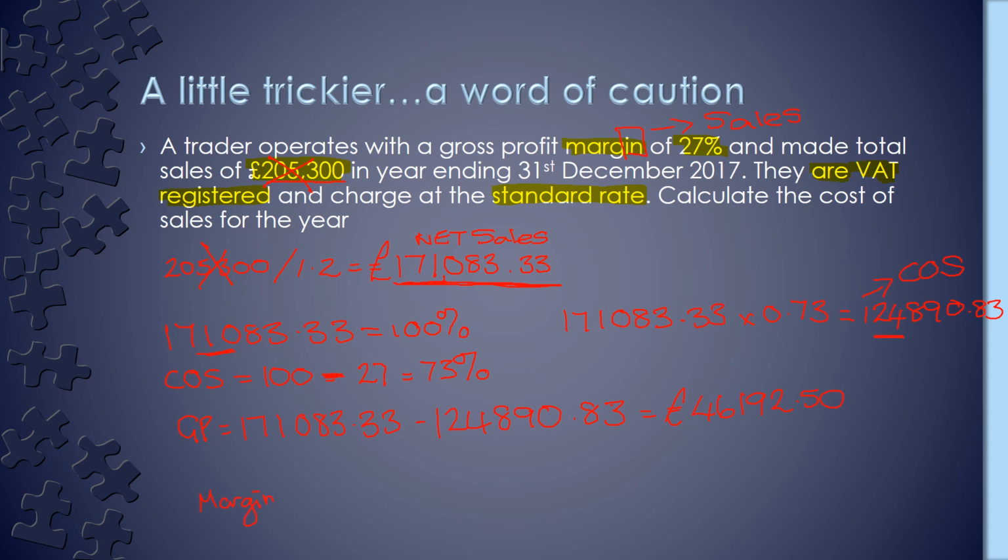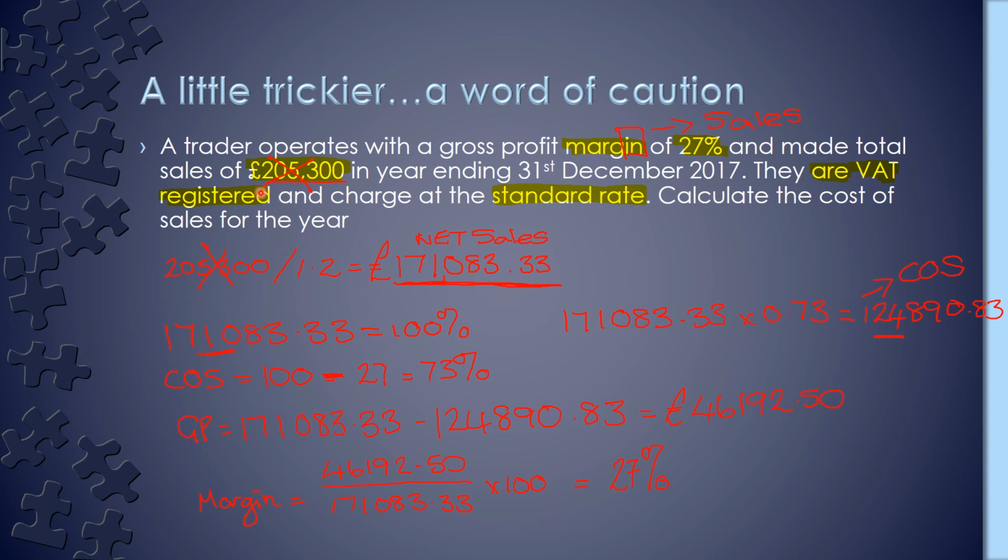So our margin equals our gross profit divided by our sales, our net sales, so forget about VAT, multiply it out by 100, and that brings you back to a margin of 27%.